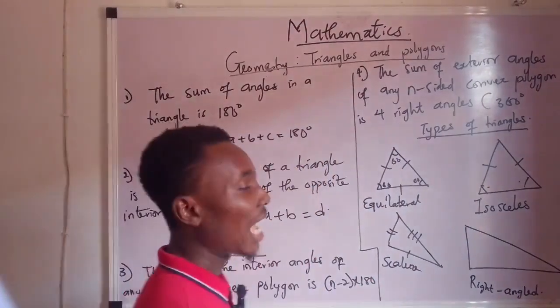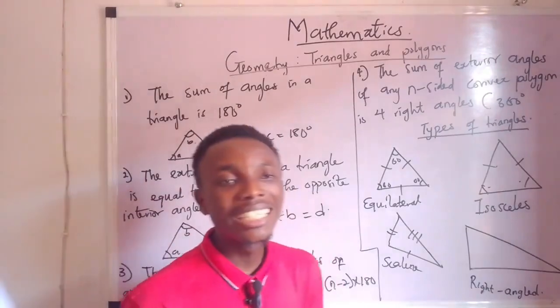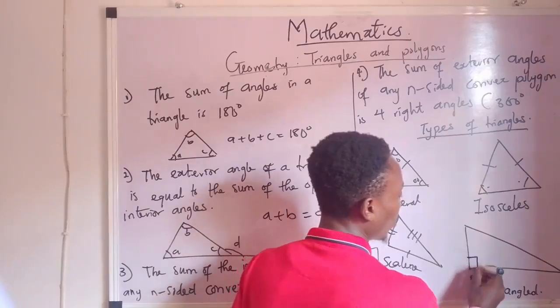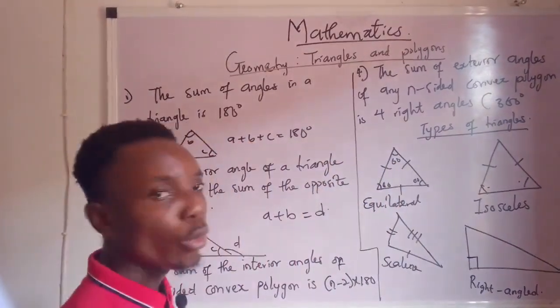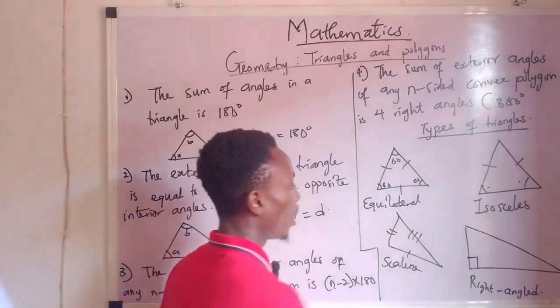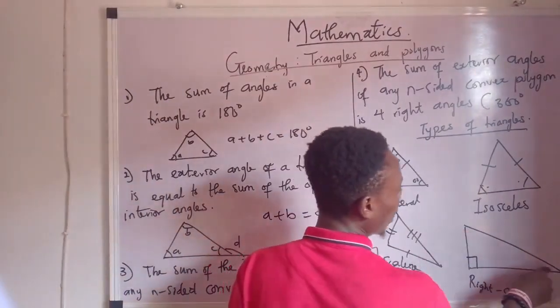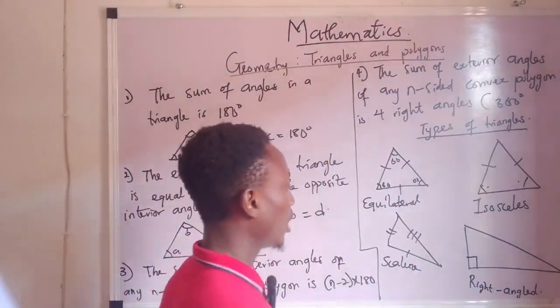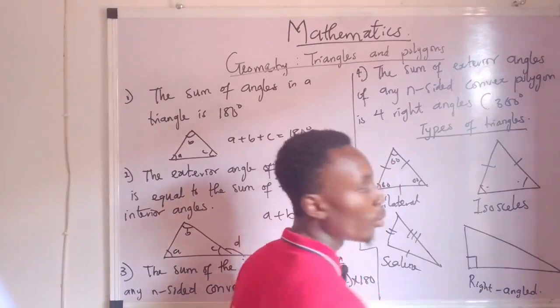Triangle. Now how do we know a right angled triangle? Regardless of the posture, a right angled triangle always has this symbol. It has one of its angles as 90 degrees. It means that the sum of these other two angles will also be equal to another 90 degrees. Then in total, their sum will be 180.